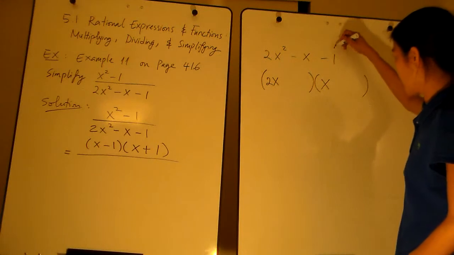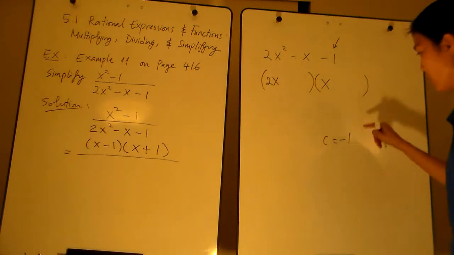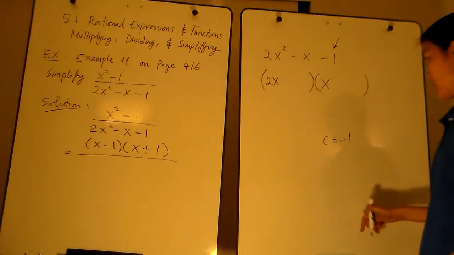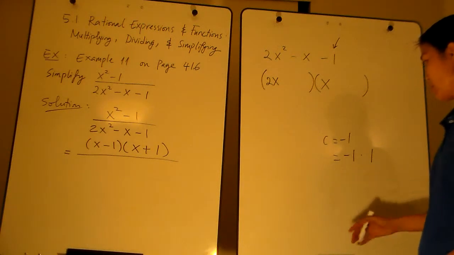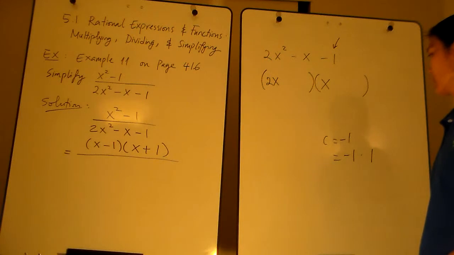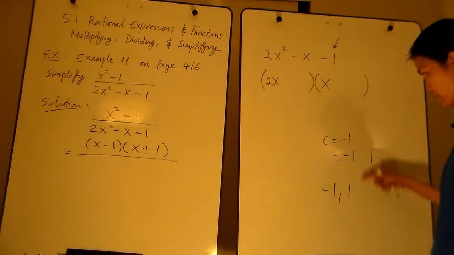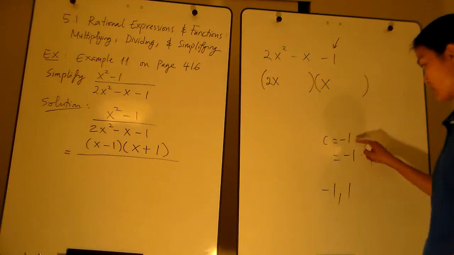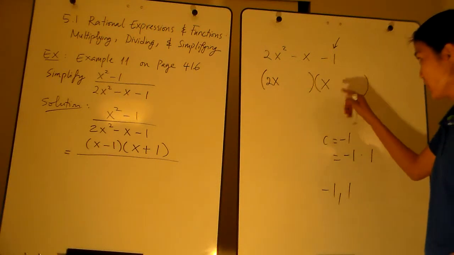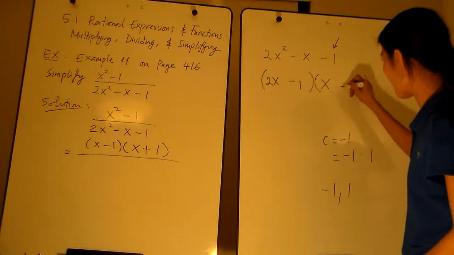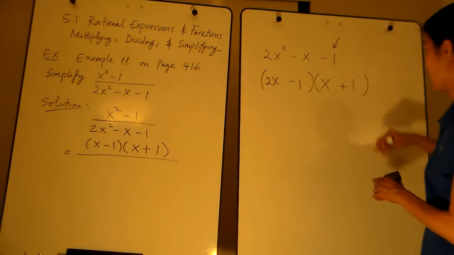Now for this c right here, c is negative 1. Think of all factors of this. It can be negative 1 times 1, right? Or the other way around, 1 times negative 1. So the two factors of this value of c are negative 1 and 1. Now, we don't know how we're going to put this here. Either we put this negative 1 here, plus 1 here, okay? That we don't know. We just have to test, okay?